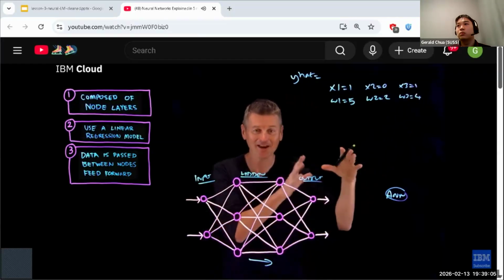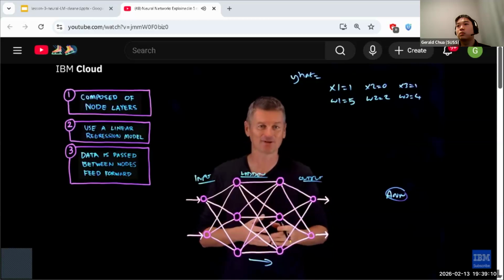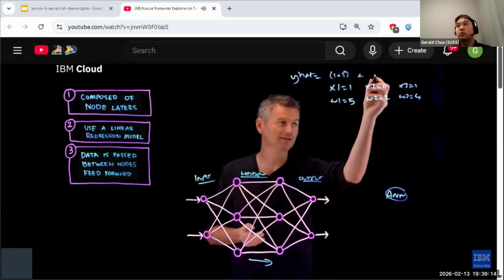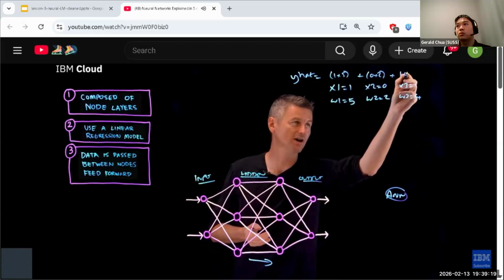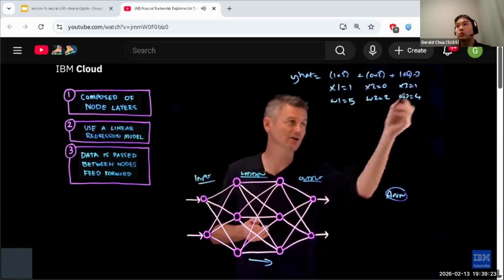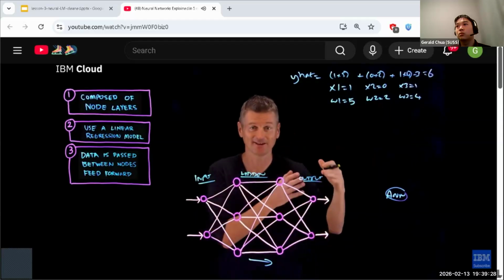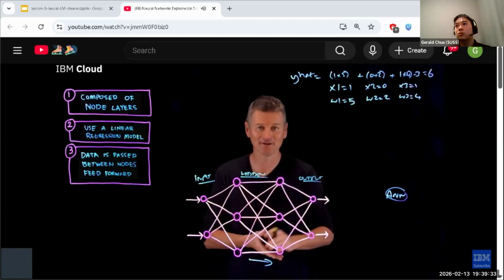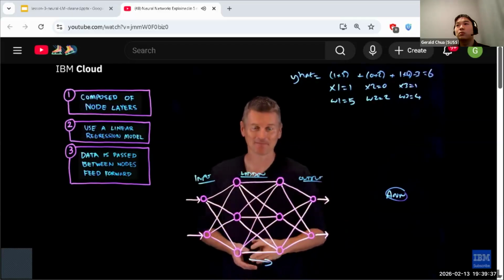Now, we can plug these values into the formula to get the desired output. So y-hat equals 1 times 5 plus 0 times 2 plus 1 times 4, then minus 3, that's our threshold, and that gives us a value of 6. 6 is greater than 0, so the output of this node is 1. We're going surfing. And if we adjust the weights or the threshold, we can achieve different outcomes.